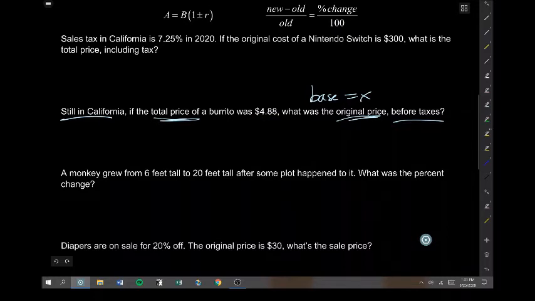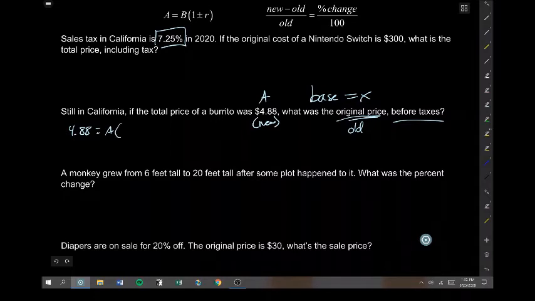We know the amount. This is what I call A. We can also call it new, depending on what you want to use. So this would be old. We know the percent change is still 7.25, same percent change. So I can say that the final amount was 4.88. I don't know the initial amount, but I know it's going to be this. This is me using this formula.